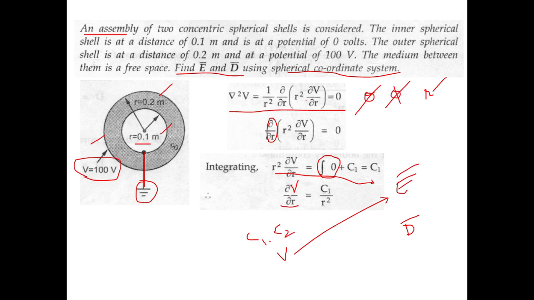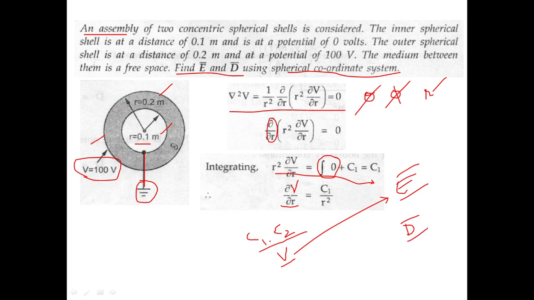This is the same thing we derived in the previous class. There we had solved how to find capacitance using the Laplace equation. So the same thing we are doing here. First we have to find C1 and C2, you know that one, and from C1 and C2 we'll get V. From that we have to calculate the E vector and the D vector.